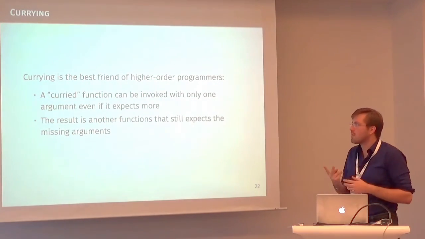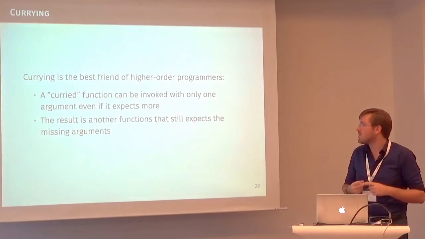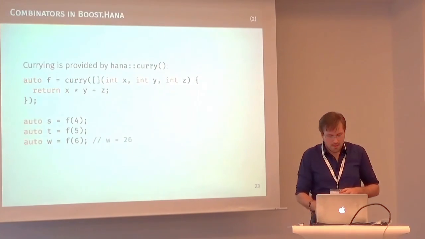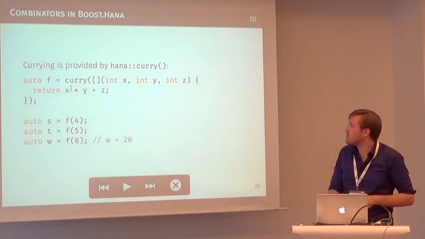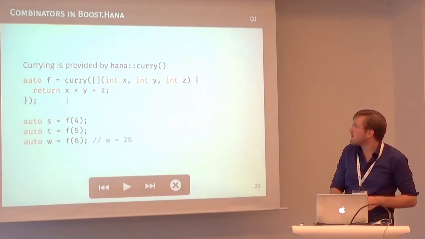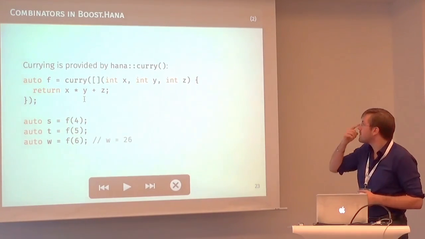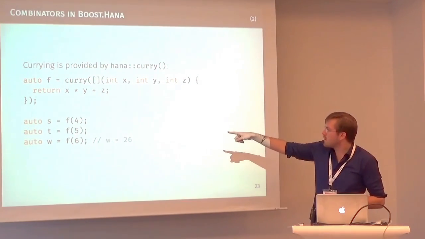A 2-argument curried function can be invoked with 1 argument, and the result is another function that still expects the missing argument. Okay, so this is a function from Hana. We can pass it a function object, in this case a lambda, and we obtain a function object that can be called in this way.